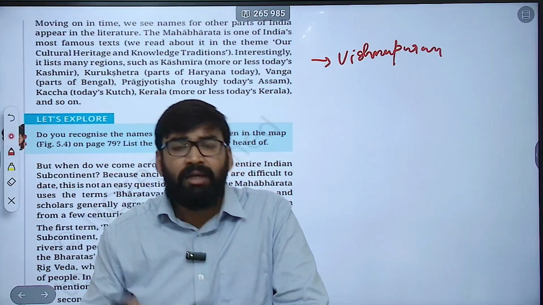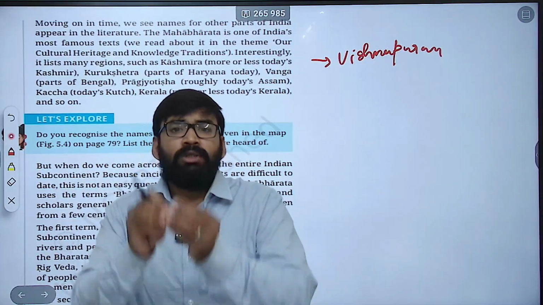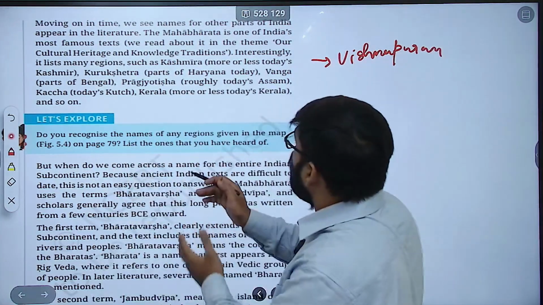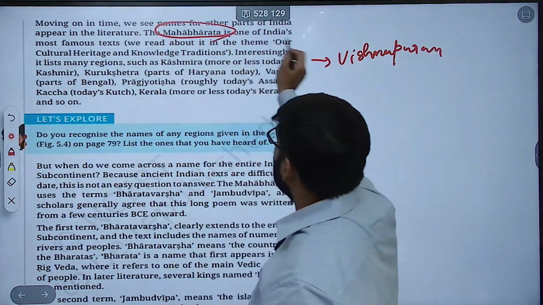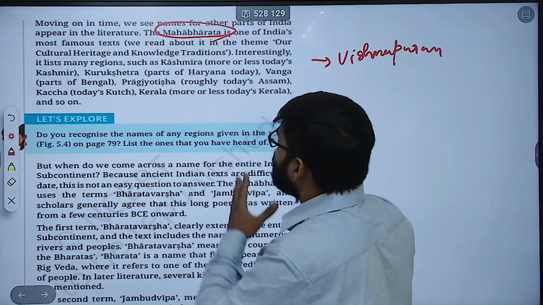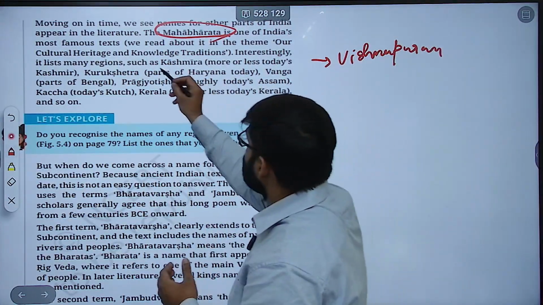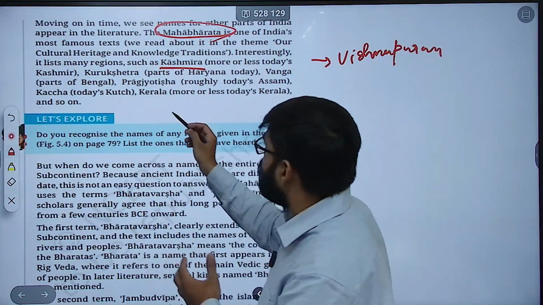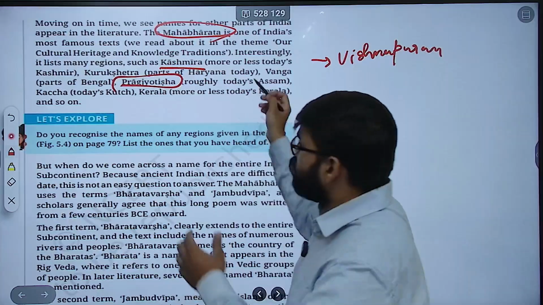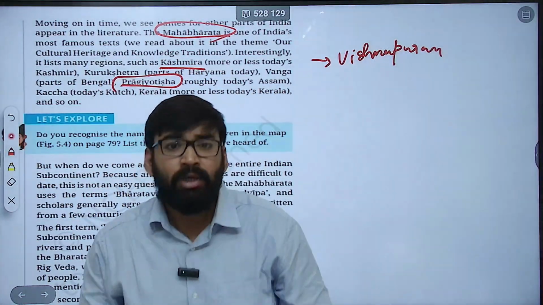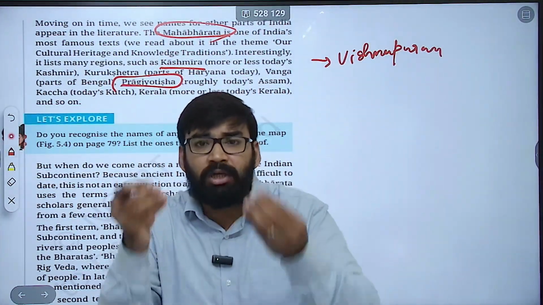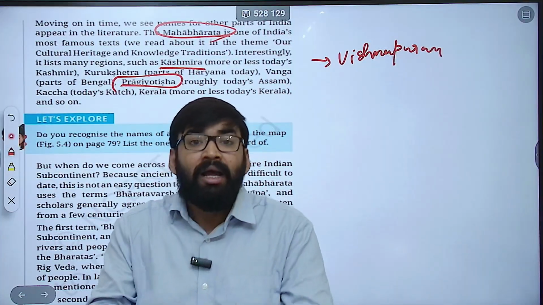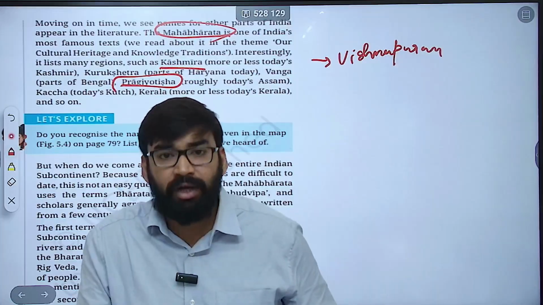And that is why this book talks about the names of different parts of India which came from the Mahabharata. As you can see, Mahabharata is one of India's most famous texts. So various names like Kashmira, Kurukshetra, and Prajyotisha, which is today called Assam, come from the Mahabharata and the ancient history of India.